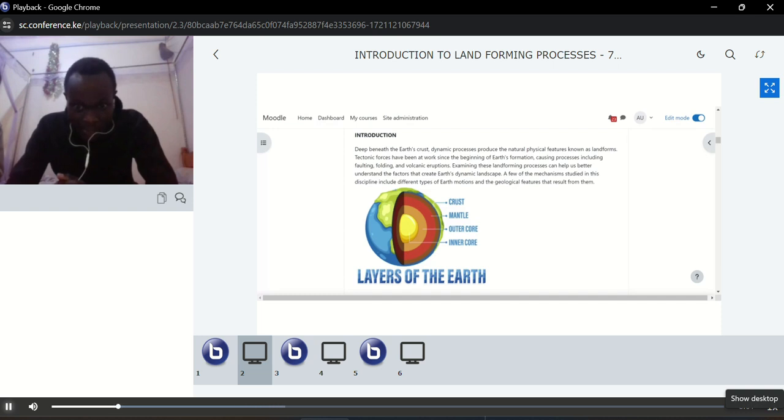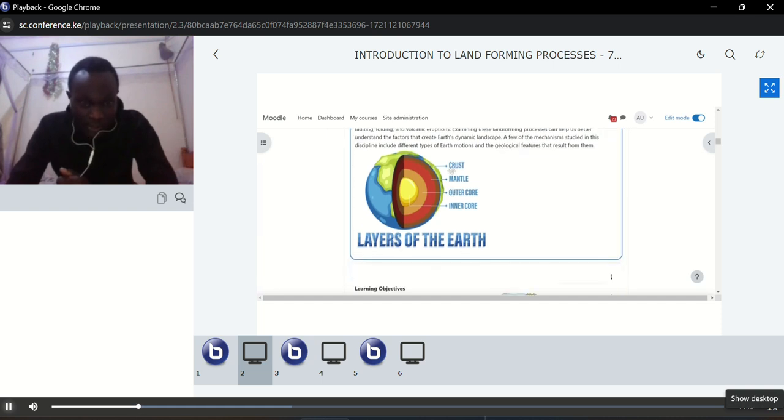A few of the mechanisms studied in this discipline include different types of Earth motions and the geological features that result from them. And we have the image of the layers of the Earth. We have the crust on the outer layer. We have the mantle, outer core, and the inner core.